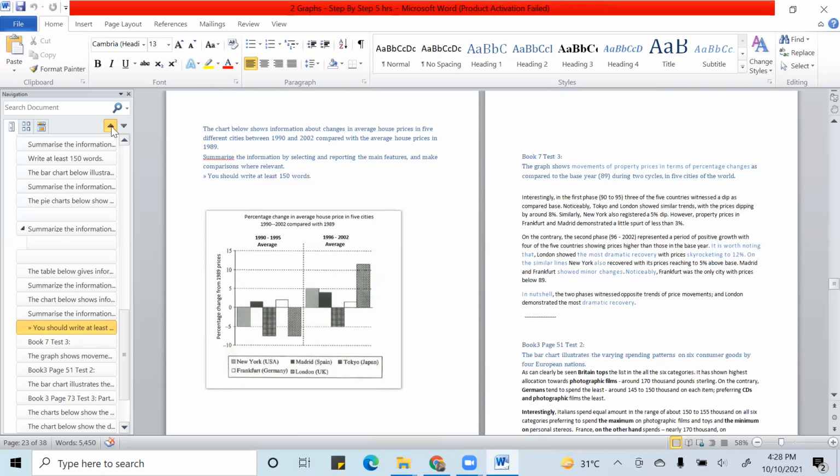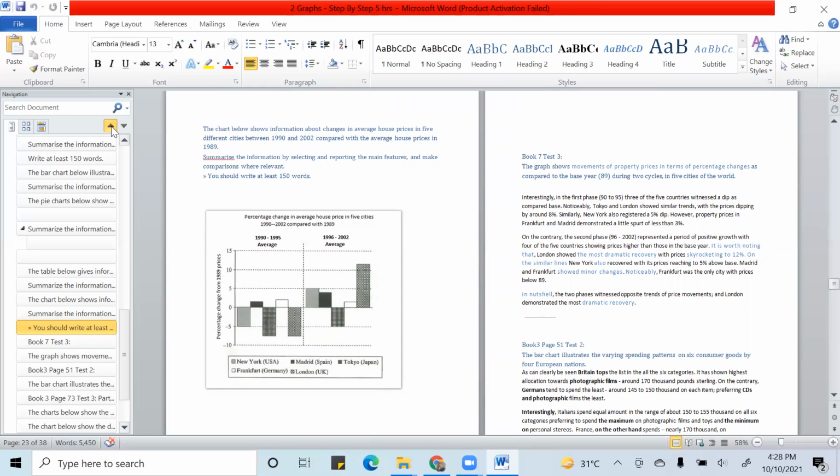So you can see interestingly in the first phase, 3 of the 5 countries witnessed a dip as compared to the base. Noticeably, Tokyo and London showed similar trends, both almost equal, with the prices dipping around 8%. Similarly, New York also registered a 5% dip. However, property prices in Frankfurt and Madrid demonstrated a little spurt of less than that. So it talks about the 3 countries which have registered less, and then talks about the second phase.